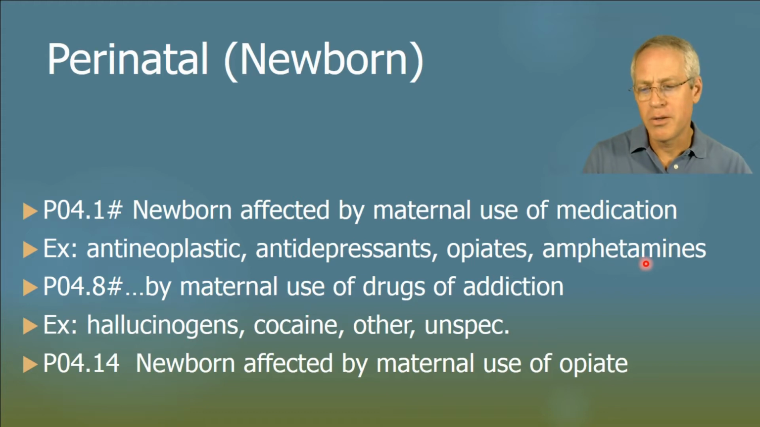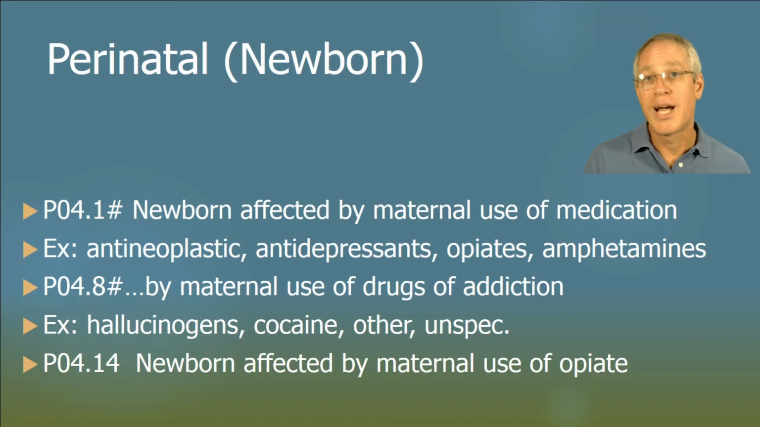Now, what makes it a little more confusing is a separate set of codes, P04.8 instead of P04.1, which are newborn affected by maternal use of drugs of addiction. So presumably these are non-prescribed drugs and may also include the likes of opiates and amphetamines. And the example I've given here, P04.14, newborn affected by maternal use of opiate, would be the prescribed type. Now, some of these are obvious drugs of addiction, hallucinogens, cocaine. Those are never prescribed, so those will be very obvious. But the opiates, I think, are going to require a little bit of clarification.